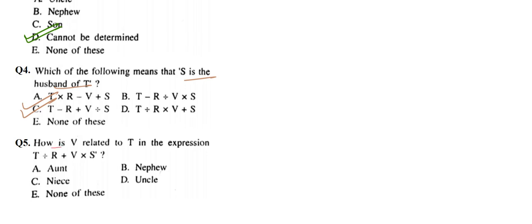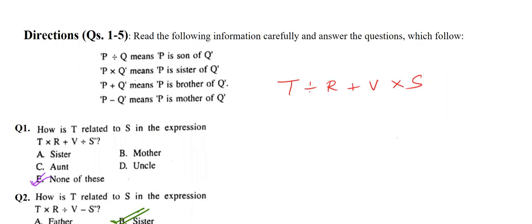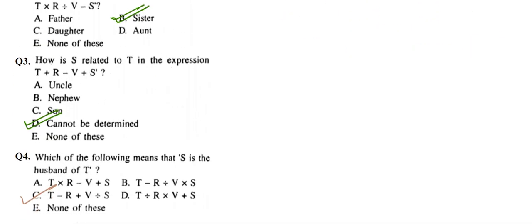So option 5 says, how is V related to T in the expression? So here we need V related to T. So let's write the equation here. We have T divided by R plus V into S. So the very first relation is T divided by R, which means T is son of R. So here we have T is son of R, and we have R plus V, which means R is brother of V.